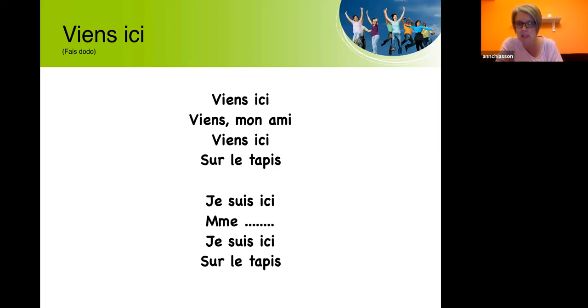So, viens ici is to encourage the students to, after cleanup time or we just finished an activity, I want them to gather at the gathering place sur le tapis. You'll see I have an obsession with le tapis. Bon, je veux qu'on transitionne. Alors, on chante cette chanson.